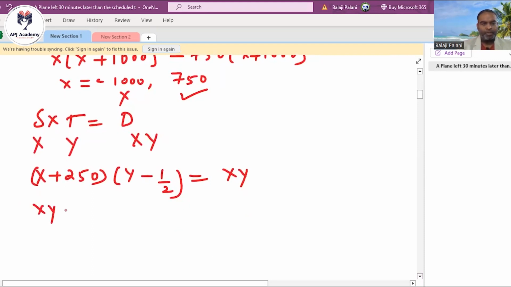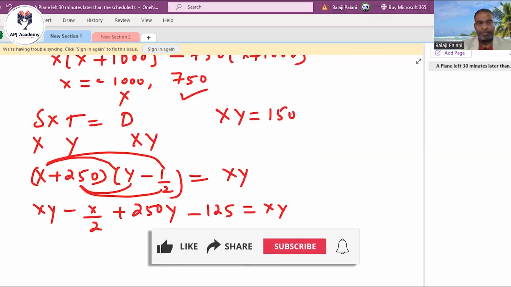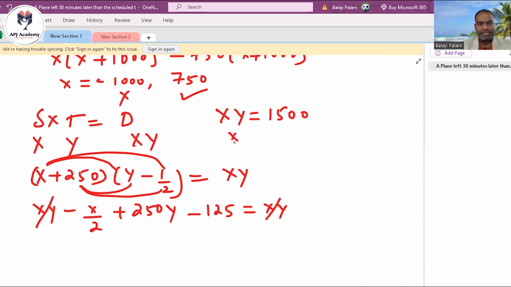x into y minus x by 2 plus 250y minus 125 is equal to xy. How did I get these four terms? Just by multiplying each of these terms with the other two terms here. So we have got four terms on the left hand side and xy, and we know that x into y is 1500. So இது ரெண்டு variable எடுத்து initial-ஆ பண்றோம், then we have to convert it to a single variable. So இங்க என்ன பண்ணலாம்னா xy and xy is getting cancelled. All right, now you will replace x as 1500 divided by y, or you can take y as 1500 divided by x.